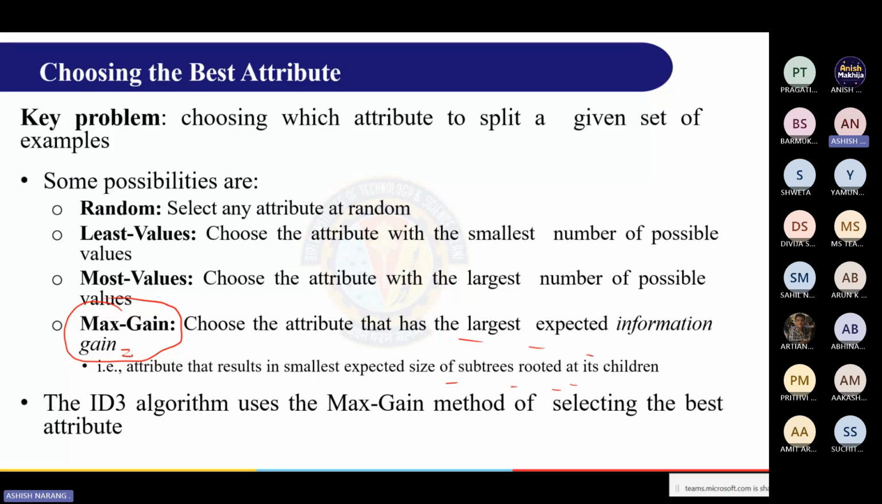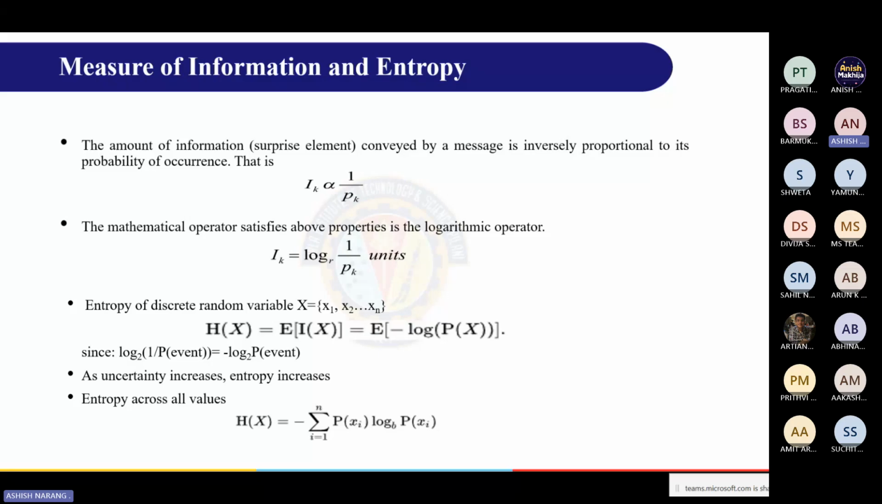There is one algorithm, ID3, which uses the max gain method of selecting the best attribute. When you implement it in Python, it's just a library call. But how to measure this, I'll come to this portion a little later. These mathematical things, the first four points which are mentioned, right?